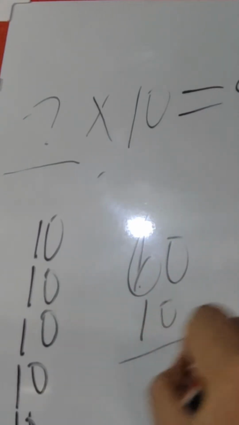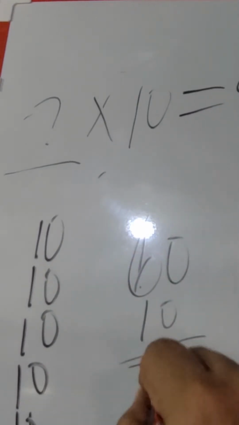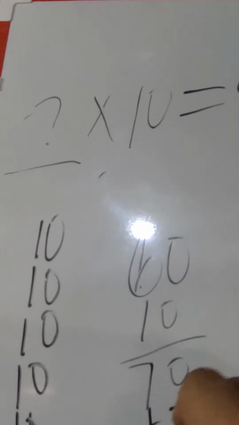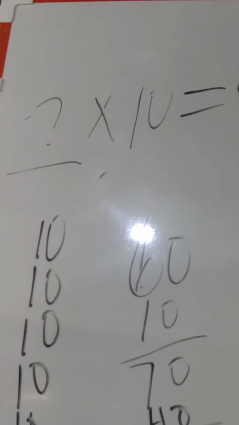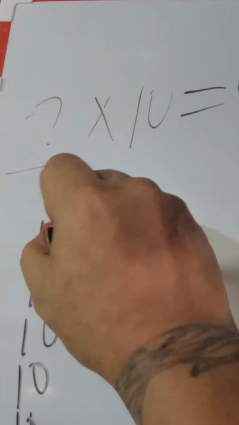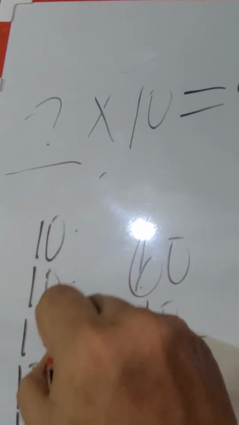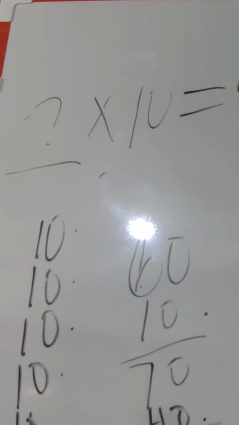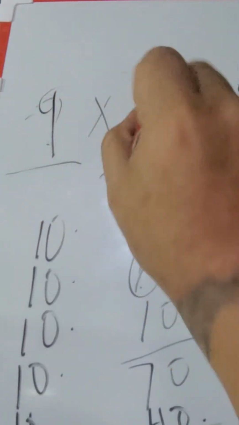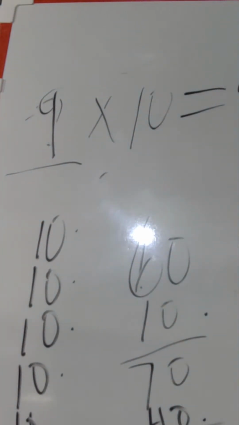So you add 10, equals 70. Plus 10 equals 80. So plus 10 equals 90. There you go. I know, it seems silly, but look. 1, 2, 3, 4, 5, 6, 7, 8, 9. 9 times 10 equals 90. There you go. That's it.